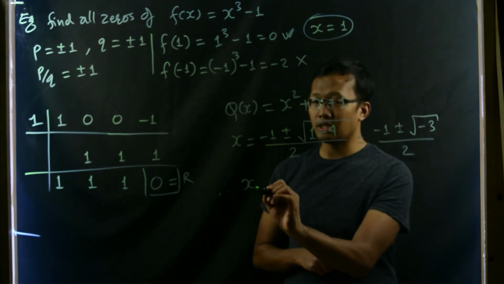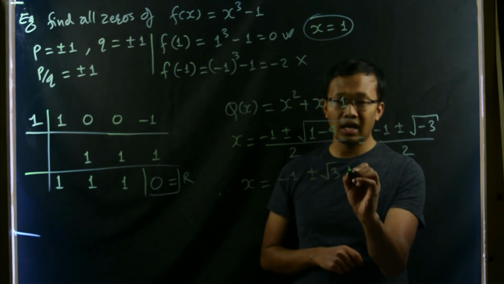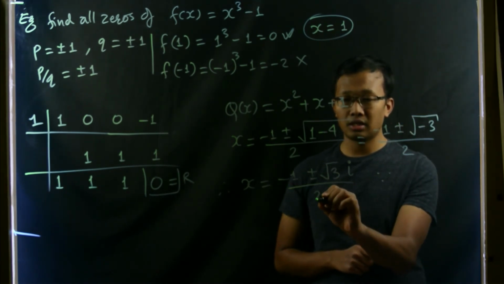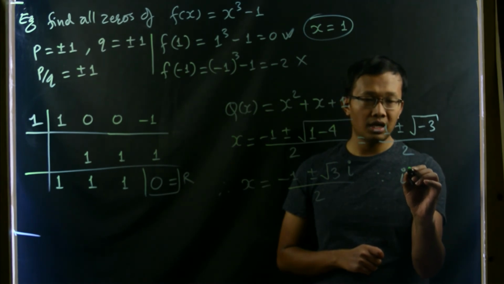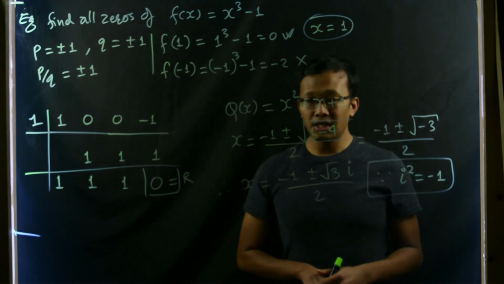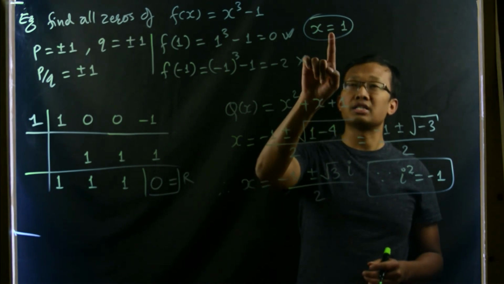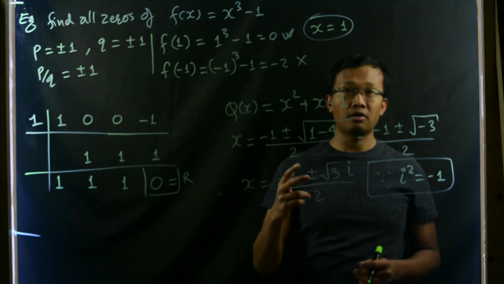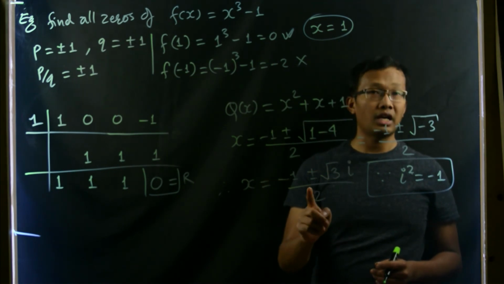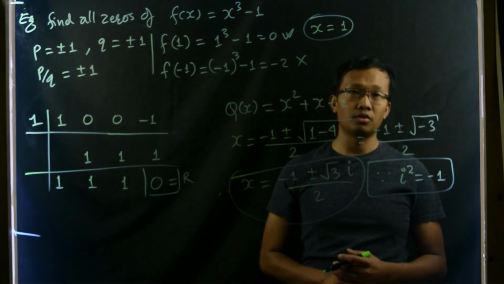Therefore, I can write x equals negative 1 plus or minus root 3 i, since i is the root of negative 1. Or you can think that i squared equals negative 1. That's the imaginary relation. So we can see that this polynomial has 3 zeros. One is x equals 1, and the next two are complex numbers, which are negative 1 plus root 3i over 2 and negative 1 minus root 3i over 2. So those are our zeros.